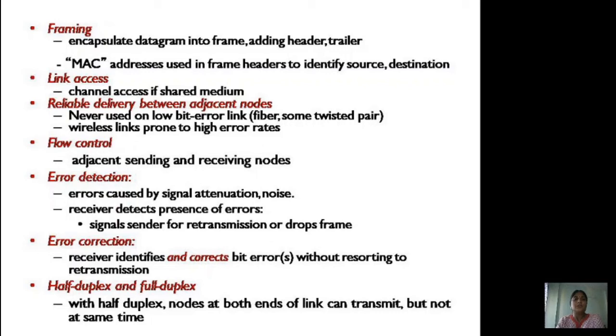Error detection and error correction. The data link layer usually detects errors caused by signal attenuation, noise, etc. And if any error is detected, the correction is done by itself. Finally, it provides half duplex and also full duplex communication. Full duplex communication is when, at the same time, a node can receive and send data through the same medium. And half duplex is when a node can at a time either send or receive data.